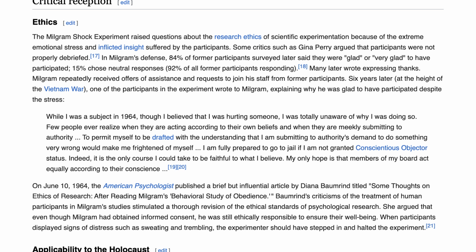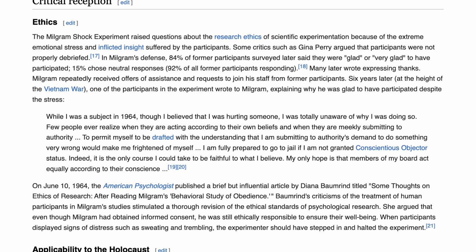I am fully prepared to go to jail if I am not granted conscientious objector status. Indeed, it is the only course I could take to be faithful to what I believe. My only hope is that members of my board act equally according to their conscience."